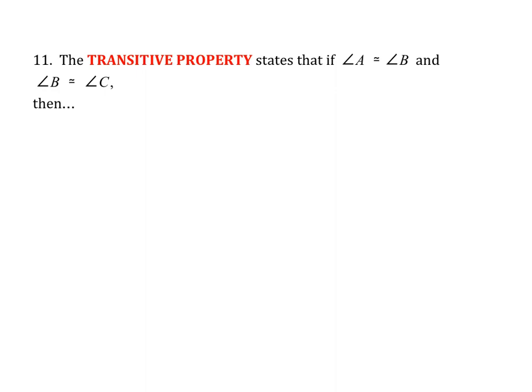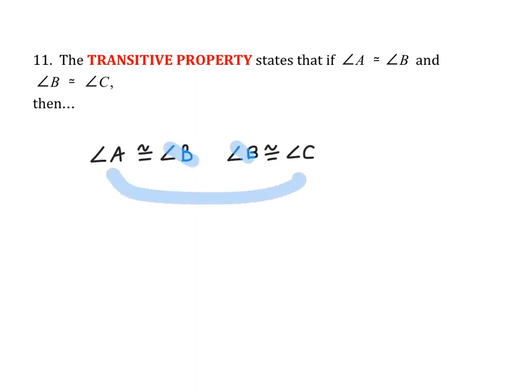All right, last problem. This says the transitive property states that if angle A is congruent to angle B and angle B is congruent to angle C, what can we conclude from that? So this actually is a really nice, straight definition of the transitive property. If two things are congruent to the same thing, they are also congruent to each other. So from this, we can conclude that angle A is congruent to angle C because they're both congruent to angle B.